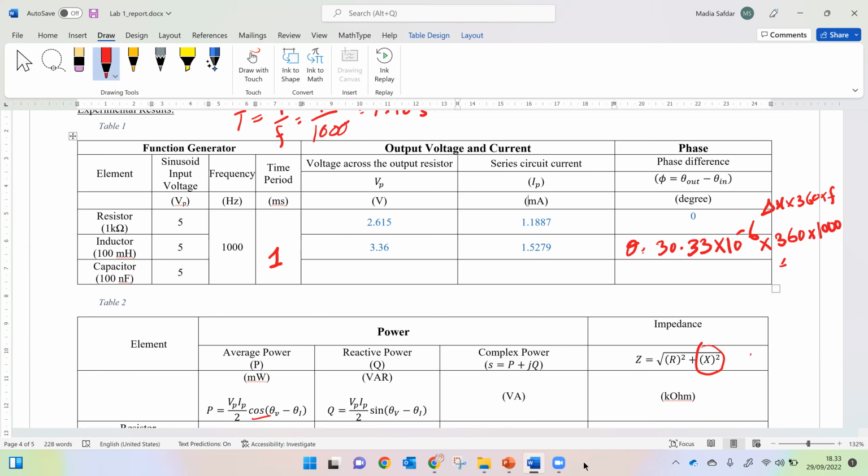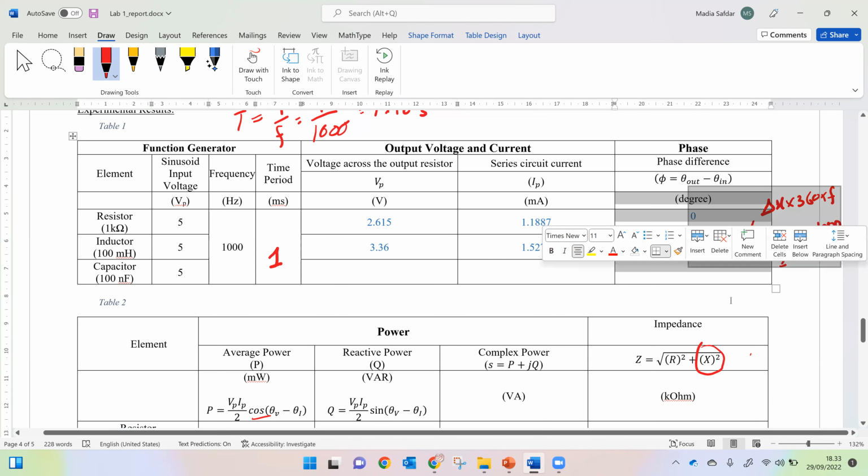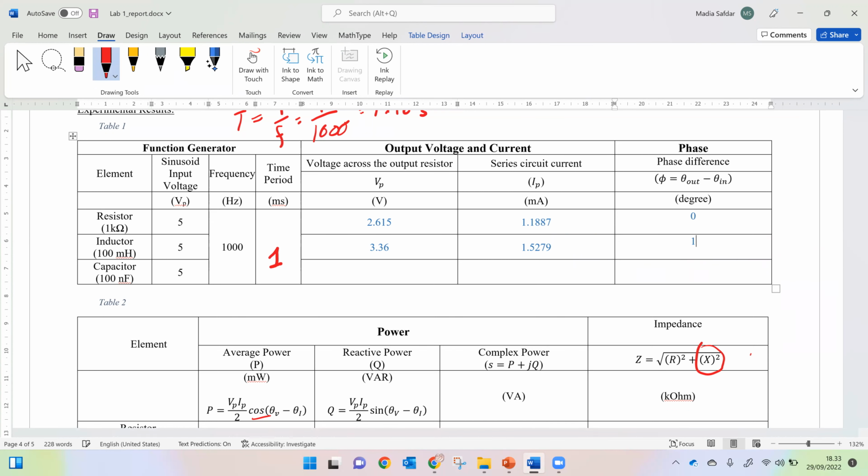30.33 micro multiplied by 360 multiplied by 1000. This will be 10.91. Okay, now you have all these three values.